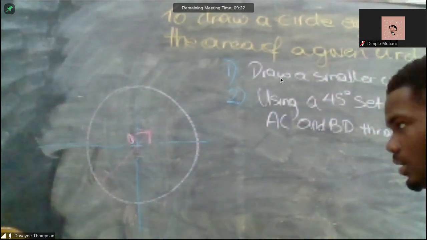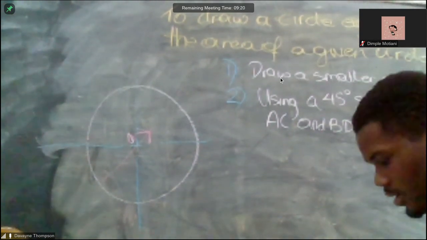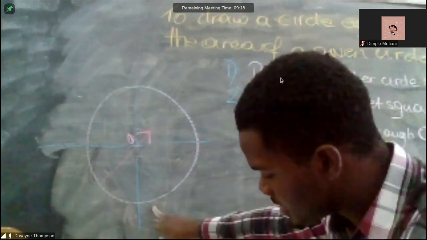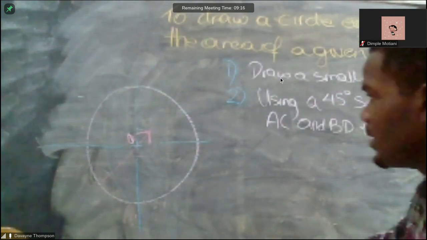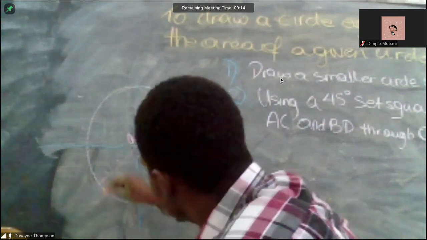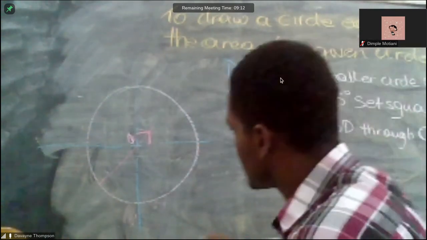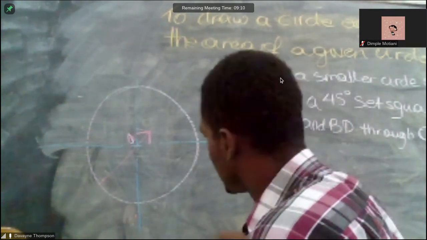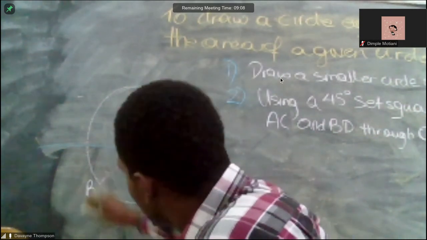Okay. Let's draw it straight downward now. And where it stops on the circle, that's going to be our point B. So where it stops right here, that's going to be our point B. There we go.